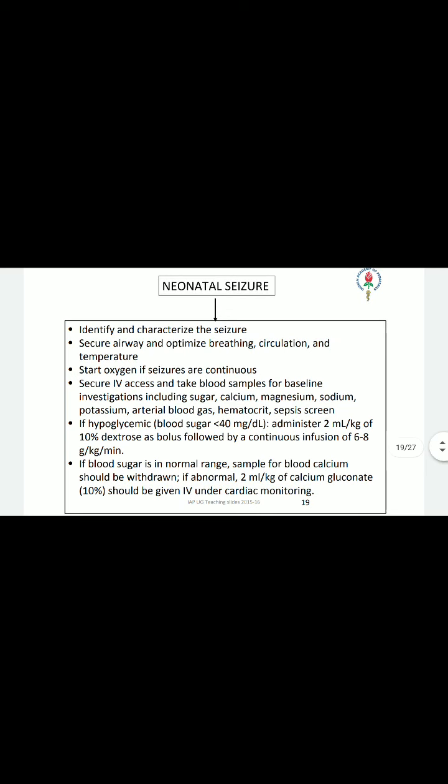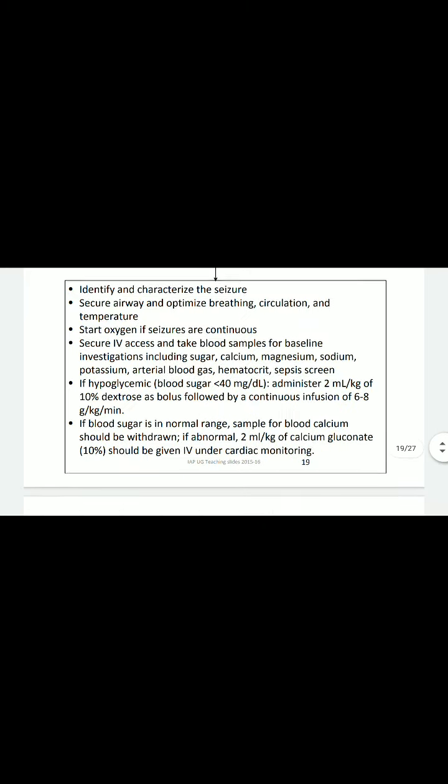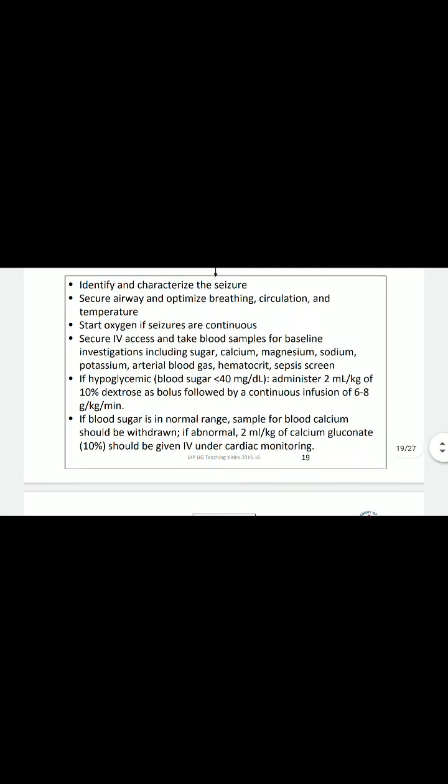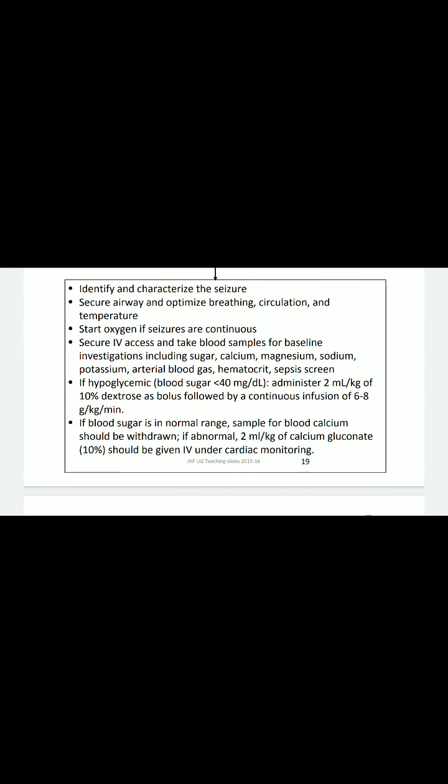If the baby is continuing to seize, first put the baby on oxygen, secure an IV line, and draw blood samples for baseline investigations like sugar, calcium, magnesium, sodium, potassium, arterial blood gas, hematocrit, and sepsis screen. If the baby is hypoglycemic, that is when the blood glucose is less than 40 milligram per deciliter, administer 2 ml per kg of 10% dextrose as bolus, followed by continuous infusion of 6 to 8 milligram per kg per minute.